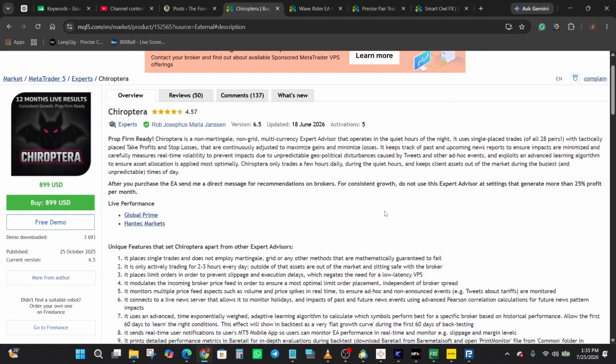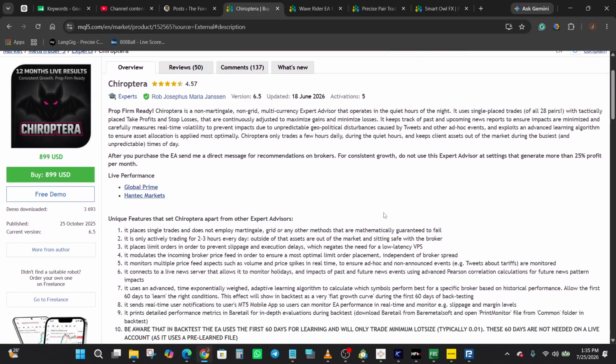Take profit and stop loss levels are described as being continuously adjusted to try to maximize gains and minimize losses on each position. One thing that stands out here is that it only trades during what the developer calls the quiet hours of the night, a couple of hours a day, and keeps everything else in cash with the broker the rest of the time.